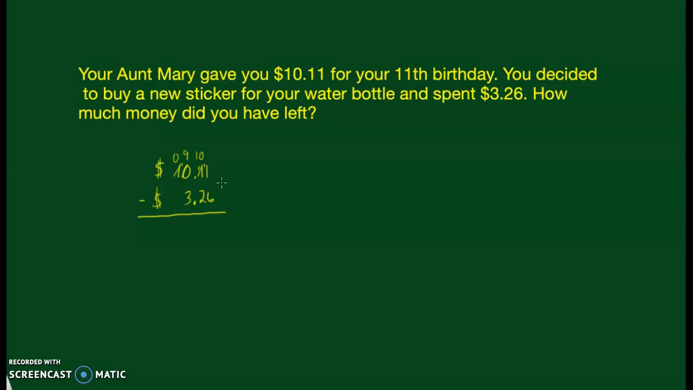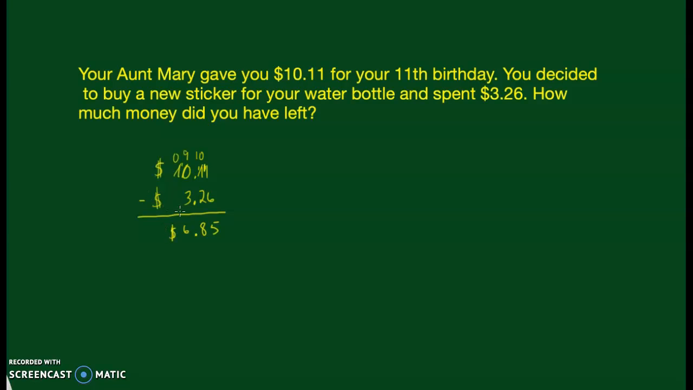I know that's kind of small and hard to see, but so we're going to have this be an 11. So 11 subtract 6 is 5. 10 subtract 2 is 8. And I've got my decimal point. 9 subtract 3 is 6. So after subtracting, that would leave us with $6.85. Again, the dollar sign goes in the front.